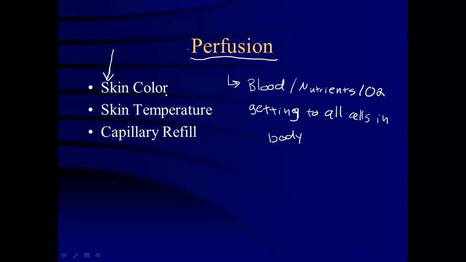Blood does have a red kind of hue to it, and that's part of what gives our skin the color that it has, is the blood that flows to the skin. So if somebody is pale, their skin is not getting perfused. Also, what's going to happen with that is it'll be cool. There's no warm blood going out to the skin, so their skin will feel cool.